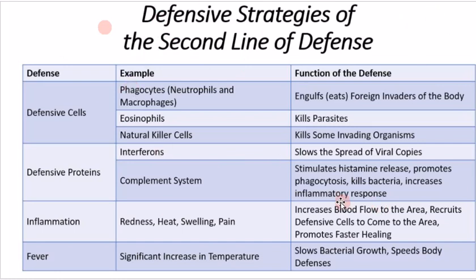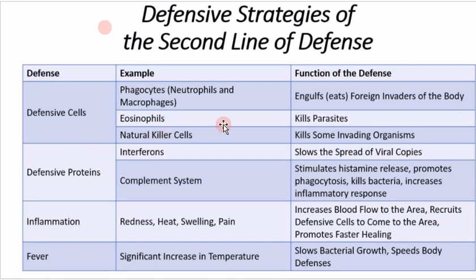Second line of defense: in the second line of defense there are certain groups of cells involved that you need to keep in mind. There are also proteins. So first one is defense cells like phagocytes, neutrophils, and macrophages. Phagocytes are of two types, neutrophil and macrophage. These are the two cells which directly engulf or eat the foreign particles that enter our body.